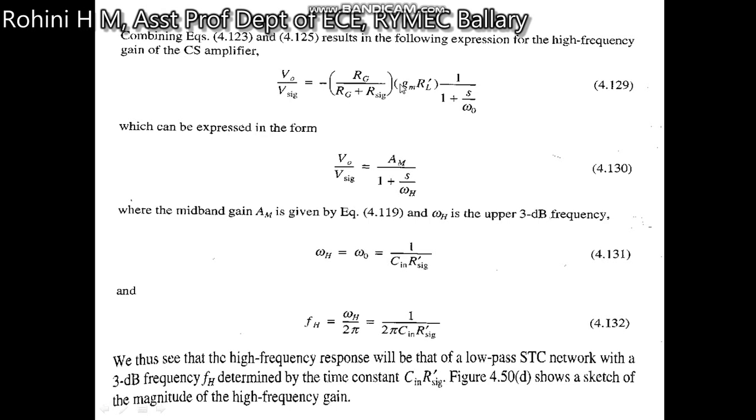So as we have written, what is AM? AM is equal to minus Rg divided by Rg plus R signal into GmR. So we will be representing this as AM, and the denominator as it is.